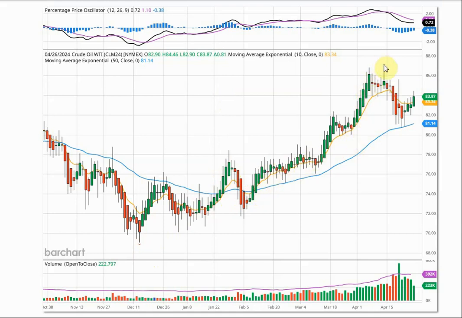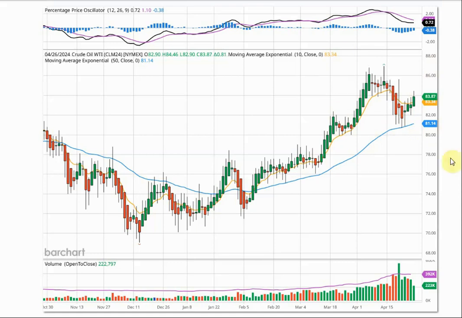And what we see is that there has been a pullback from around the $87 level to the $81 level. It has bounced off of that 50 moving average. By the way, that is an exponential moving average, and it has bounced off. So it looks like it has pulled back. We had a slight correction, and now we're moving back up.